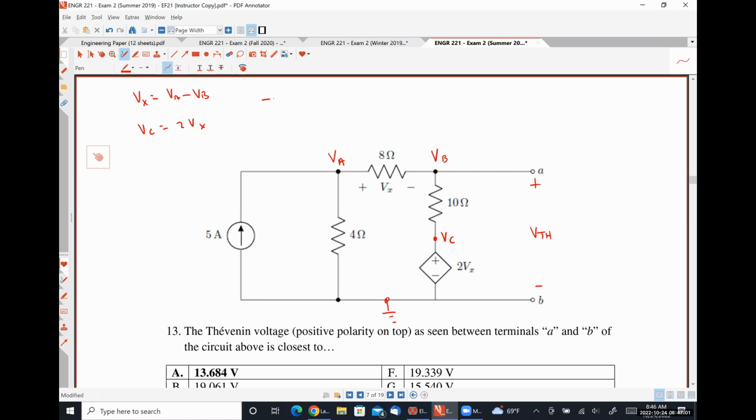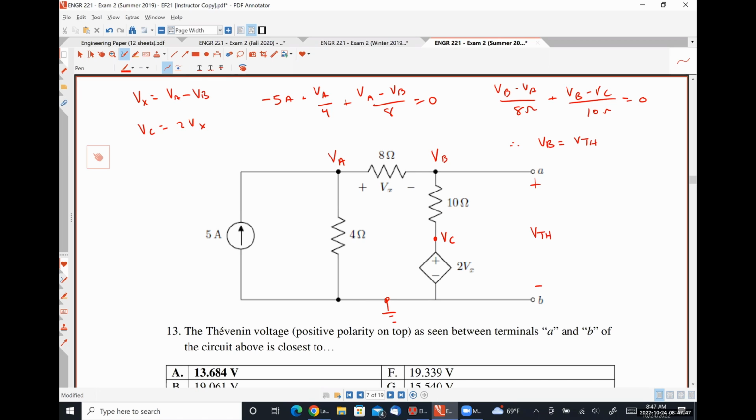KCL at VA looks like -5 plus VA over 4 plus VA minus VB over 8. KCL at B is VB minus VA over 8 plus VB minus VC over 10. Solve, solve, solve. VB is 3,000. For Norton, I would short A and B and then just do mesh.